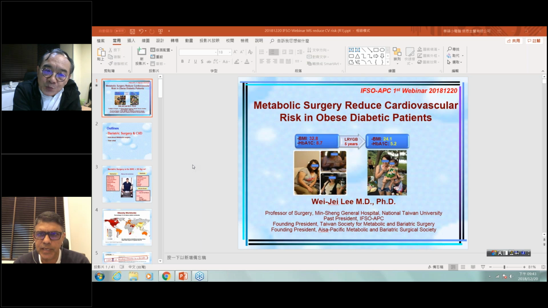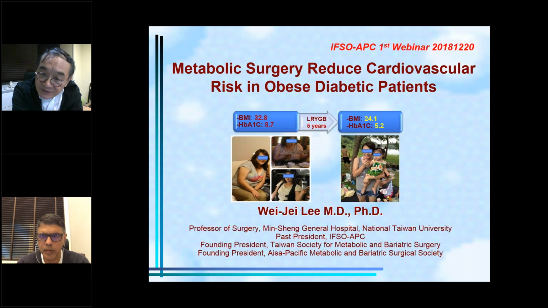Professor Lee, Enrique Arayas from El Salvador asks: why do you think Asian patients have better diabetes control after metabolic surgery, with lower BMI, as compared to patients from other regions? I think it's because of the ethnicity, because we are very sensitive to diabetes, so the risk increases even at a BMI of more than 22 in India. In Chinese or Northeast Asians, the risk increases when BMI is more than 24.